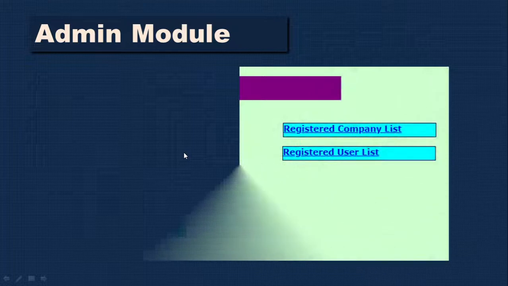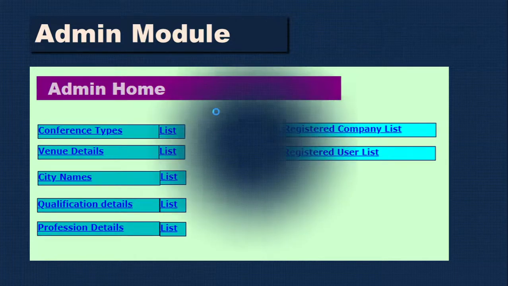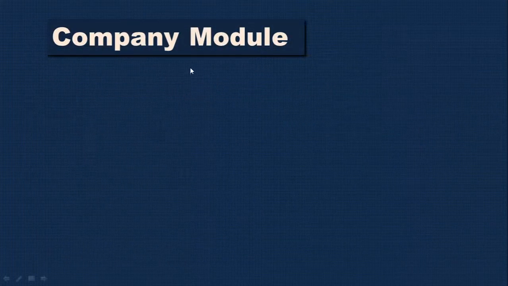Now let us see each module. In the admin module, what options are there? The admin can add the conference types they can conduct, with the corresponding list, and the venues that are available, with the corresponding list. They can add the cities in which they can conduct the conference, with the corresponding list, and qualification and profession for the users. Here they can see the companies registered with them and the users registered with this particular website.